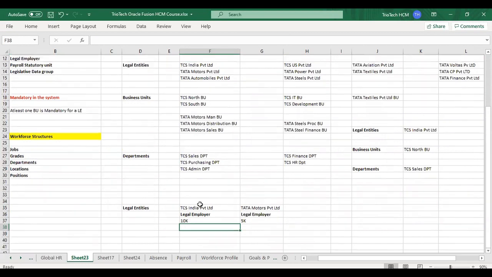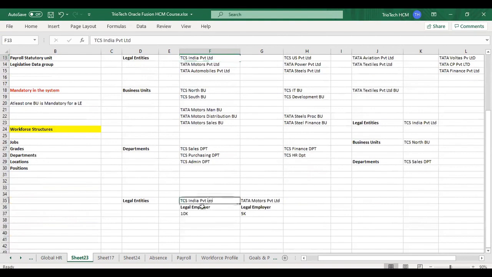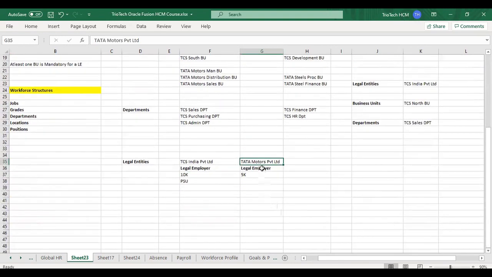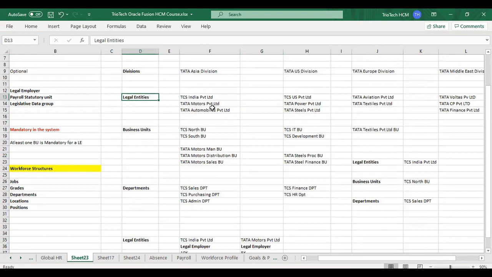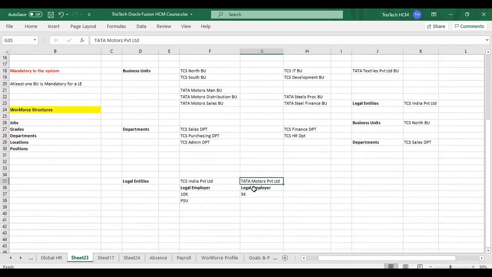My client is telling, TCS India Private Limited is a legal entity, right? It is a legal employer because 10,000 employees are working. So it itself is a legal employer, and it itself is also a PSU, payroll statutory unit, because it will process the salaries of its employees and maintain the taxes of the employees, everything. Now coming to Tata Motors, it is a legal entity, one of the individual companies of mine, and it is a legal employer also. 5,000 employees are working in Tata Motors, but it is not a PSU by itself.